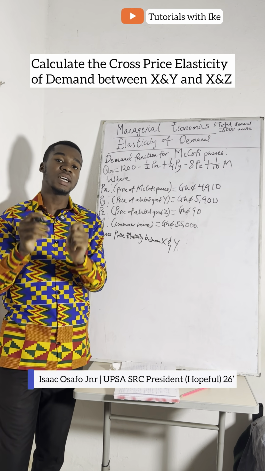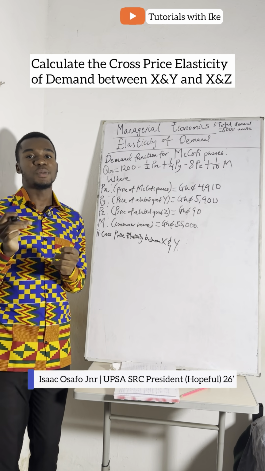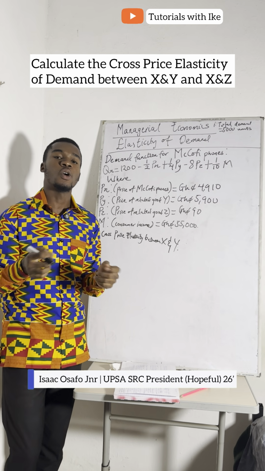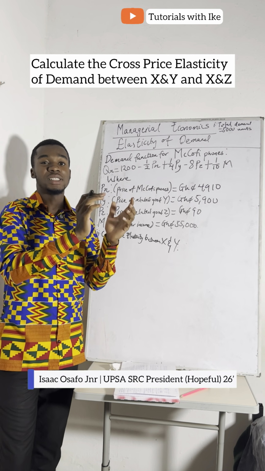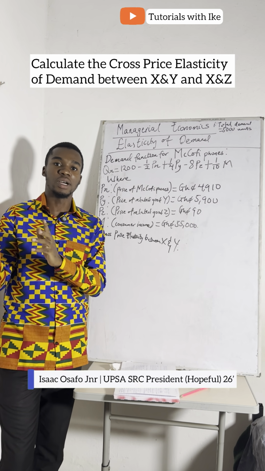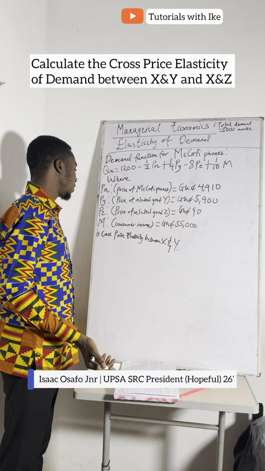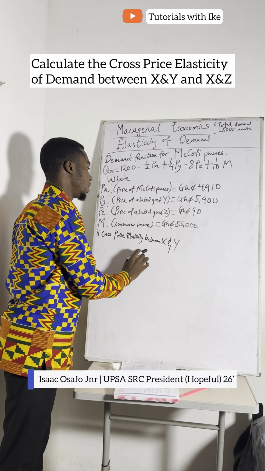Do you get it? So it tells you that the change in price for another product can alter the demand for another product. So we are looking at what happens to quantity demanded when the change in price of another product occurs. Do you get it? So now we are asked to find the cross price elasticity between X and Y.